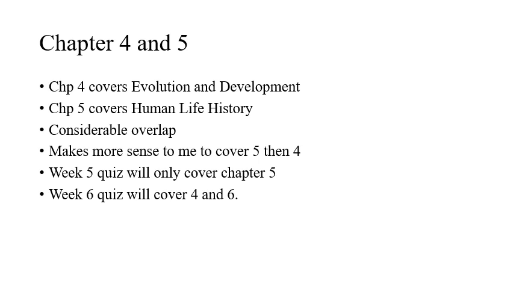So I decided to combine chapters 4 and 5 after looking at the content. Chapter 4 is about evolution and development. Chapter 5 is about human life history. There's a lot of overlap between these topics as the author presents it. I think there's more that could be pulled out of evolution and development, but it's not something I want to spend a lot of time on. So I folded the things I want to talk about in evolution and development into human life history, and I think they'll work together pretty well. In general, I feel it makes more sense to cover them together.